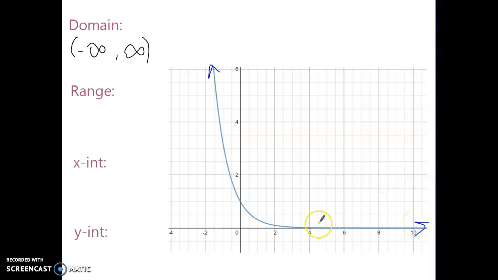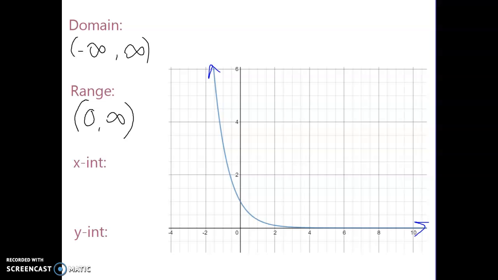Okay, how about range? Again, we read range from bottom to top. Always start at the lowest that it can go and see how high. Well, it's flattening out over here. And what y value is it where it's flattening out? Just like last time, it's flattening out at 0. So the range goes from 0 to positive infinity because it's going forever up. But remember, 0 itself is not included because it's an asymptote. It never actually reaches that point.